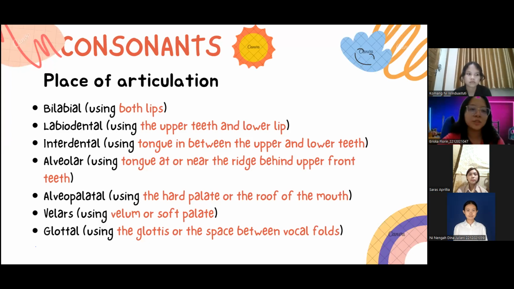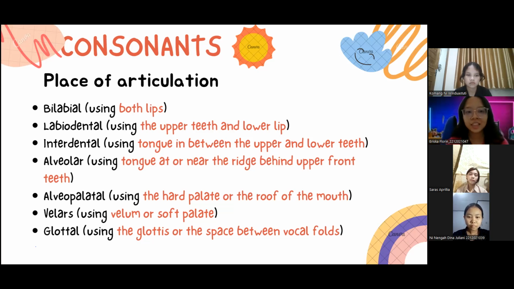Okay, let's move on to the place of articulation. There are 7 categories according to the place of articulation: bilabial, labiodental, interdental, alveolar, alveopalatal, velars, and glottal. The bilabial is the sound that you produce with both lips, and the labiodental is the sound you produce with your upper teeth and lower lip.